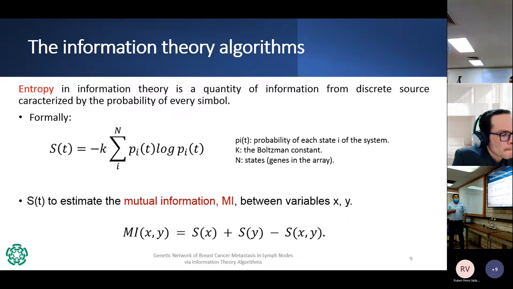We use the entropy to estimate the mutual information. This mutual information is going to be the co-expression between the variables X and Y, which in this case are the genes. To obtain the mutual information, we use the entropy of X plus the entropy of Y minus the joint entropy of both variables.